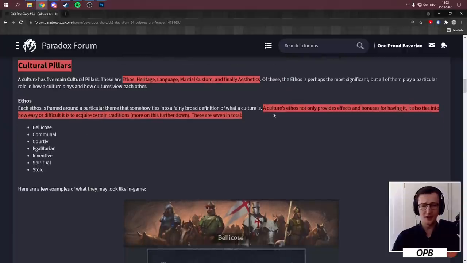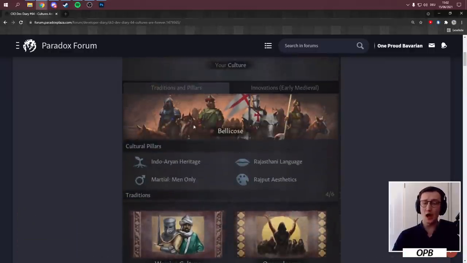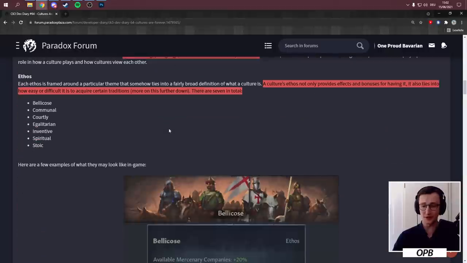Let's talk about the ethos. A culture's ethos not only provides effects and bonuses for having it, it also ties into how easy or difficult it is to acquire certain traditions. More on this further down. There are 7 in total. It makes sense, of course. If you are bellicose, then it will be easier to become a warrior culture because you're already primed for it, right? We have bellicose, communal, courtly, egalitarian, inventive, spiritual, and stoic.